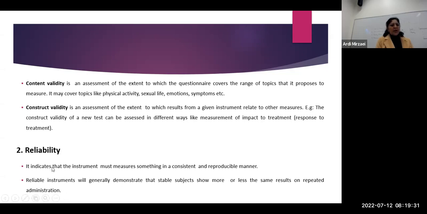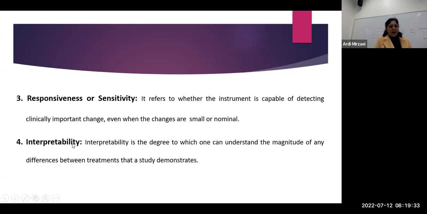And the instrument should be reliable. And it should be sensitive. The responsiveness or sensitivity should be there. And interpretability also should be there. So these are the characteristics of a good instrument.